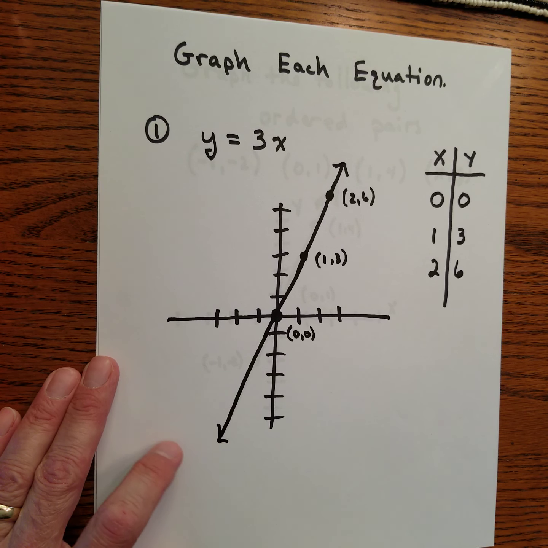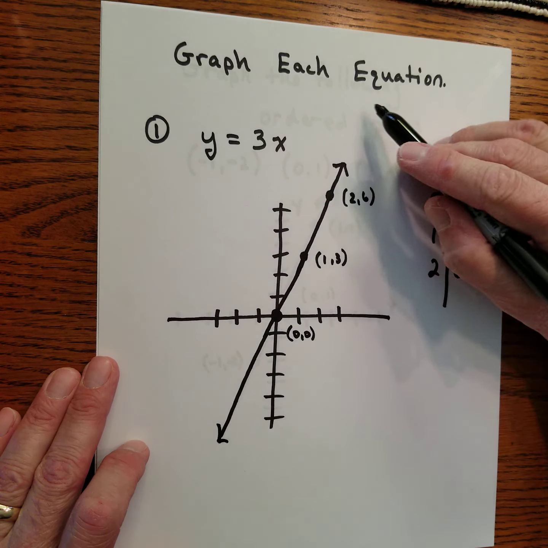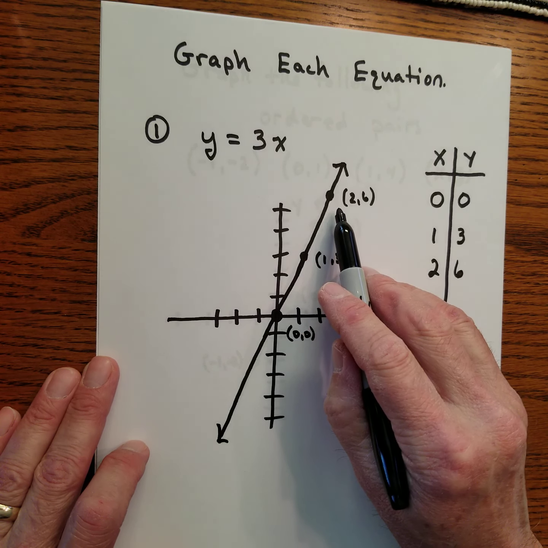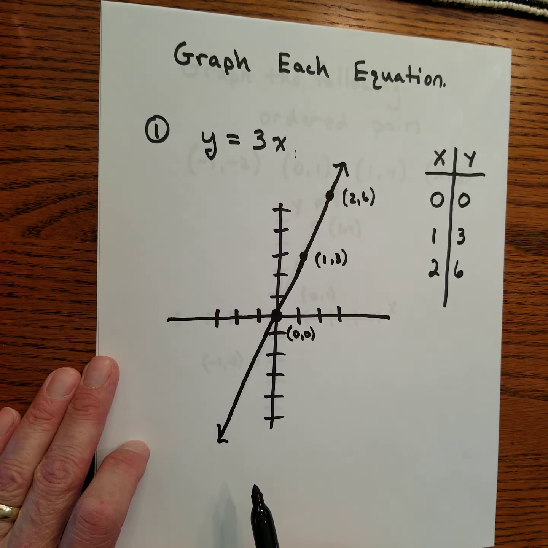When the instructions say to graph the equation, what we want is a nice straight line that passes through the ordered pairs that make this equation true.